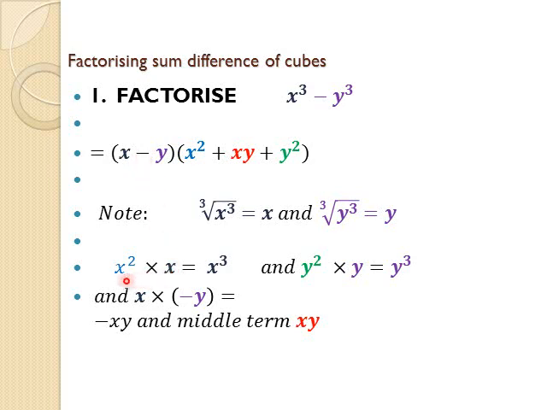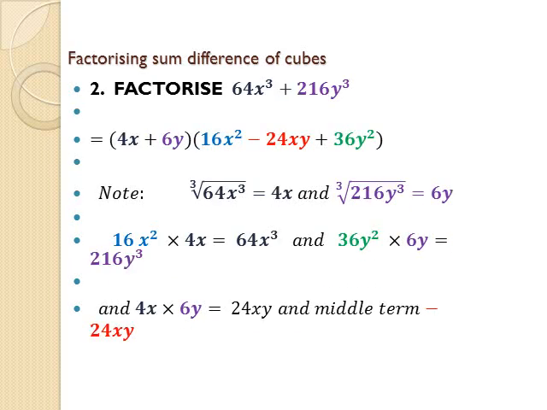Then I need to understand x squared times x gives me x cubed. y squared times negative y would give me the negative y cubed. And for the middle, to cancel, because I only have two terms there, x times negative y gives me negative xy. So therefore I have to write plus xy so that when I add them, they give me 0. Right, so that's factorizing a difference of cubes. Let's look at the next problem.